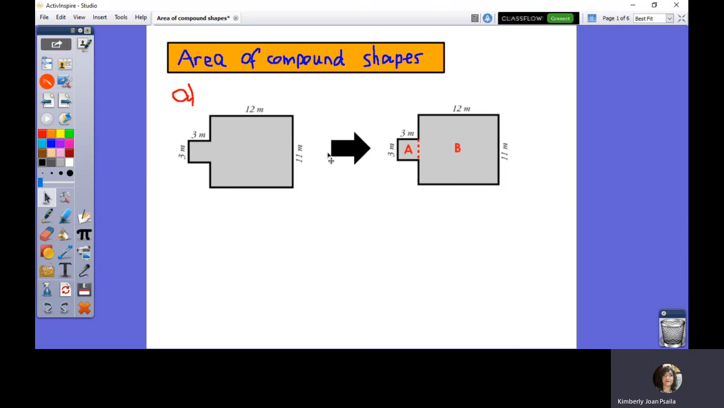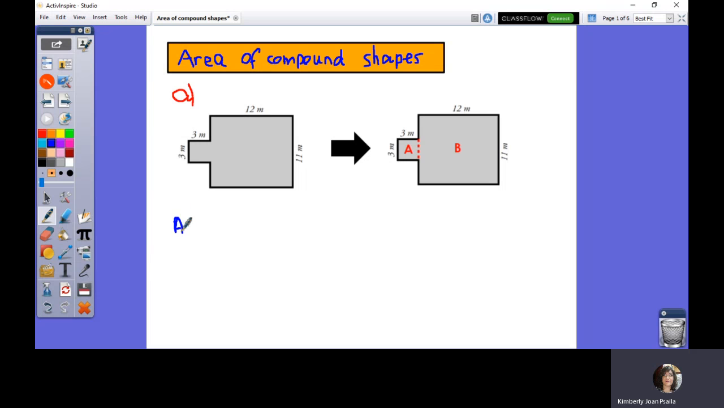So how should we find the area of this compound shape? First of all, as I have done before, I have to divide the shape into smaller ones. Here I have shape A, which consists of a square, and here I have a rectangle, which consists of these sides. So in order to find the area of the whole shape, first we have to find the area of A and then the area of B. So let us start.